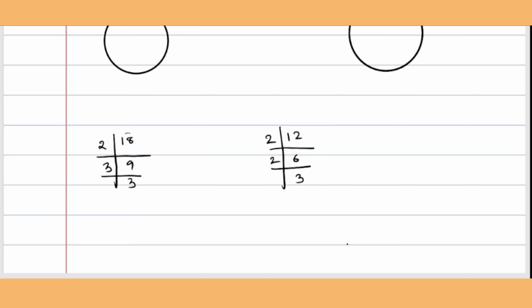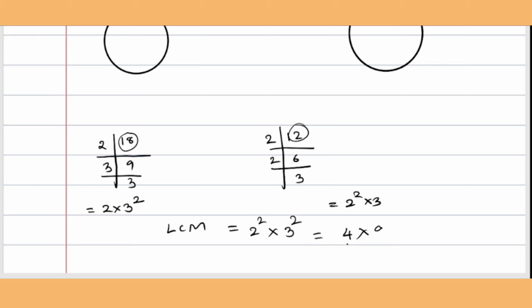So now we have to find the LCM of both numbers. The prime factorization of 18 is 2 multiplied by 3 power 2. For 12, it is 2 power 2 multiplied by 3. Now the LCM of both numbers is the product of the highest powers. So for 2 we have 2 power 2, and for 3 we have 3 power 2. So 2 power 2 is 4, and 3 power 2 is 9, and the product is 36.